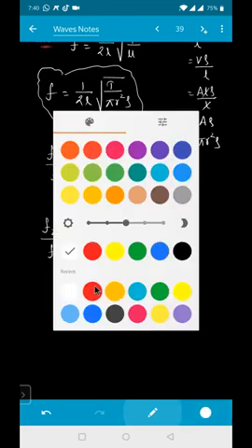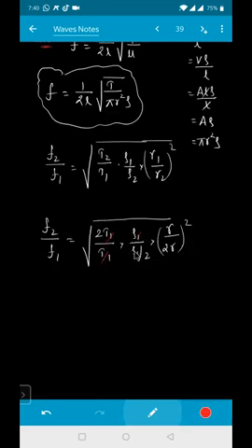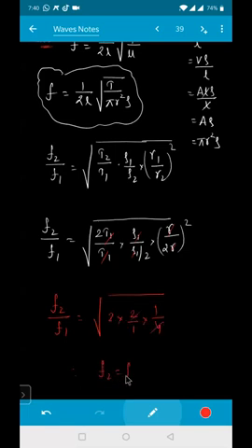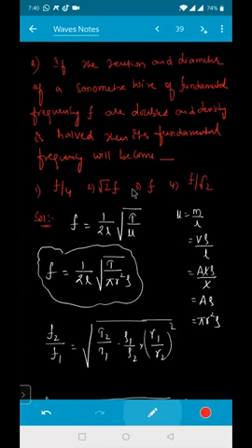So anything getting cancelled in this one? T1, rho 1, R and R will get cancelled. So I can write F2 by F1 is equal to under root of 2 into 1 by 2, that means 2 by 1 into 1 by 2 square, that is 1 by 4. This will get cancelled. So therefore I can say that F2 is equal to F1, that is F. Okay, so what will be the answer for that one? Third option will be the answer. Clear?